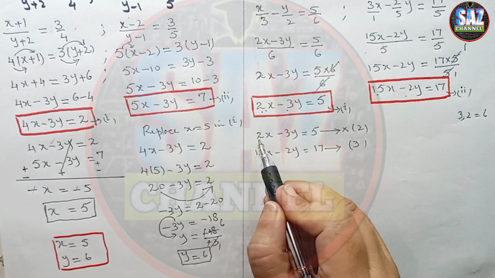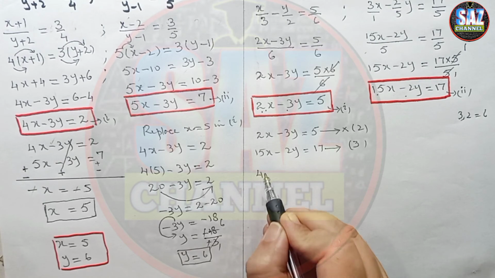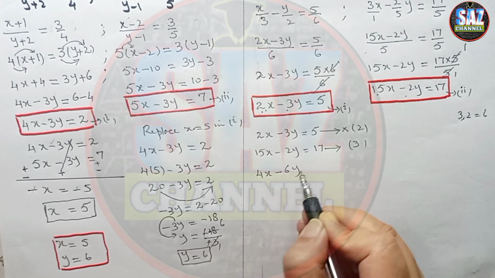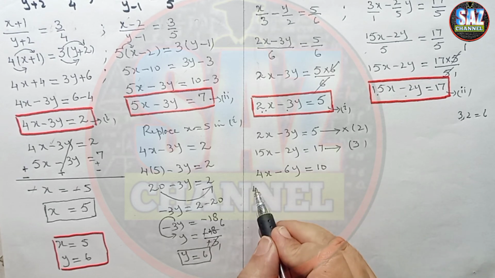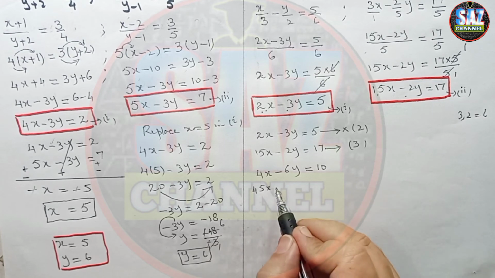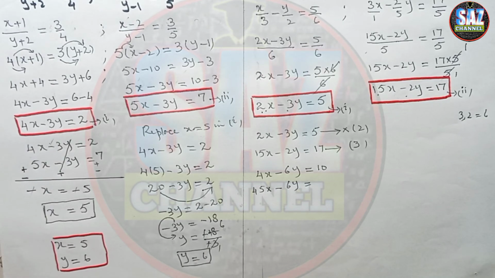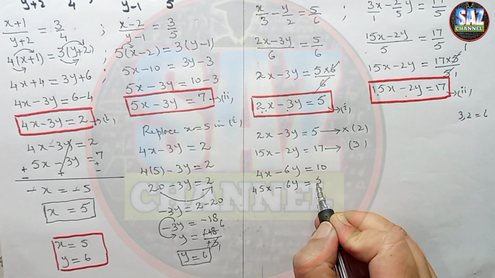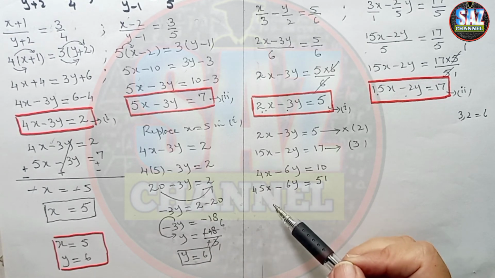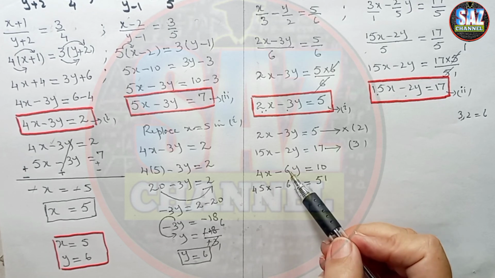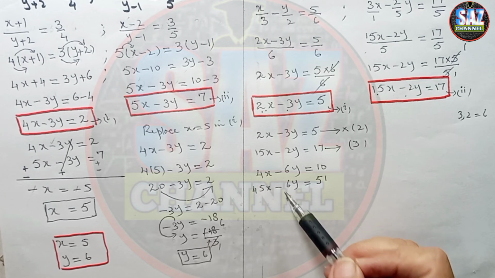So we have to multiply carefully both sides of the equation by 2. It will take the form 4x minus 6y equals 10, and then 15 threes is 45x minus 6y, 17 threes are 51, 17 multiplied by 3, 51. Now again we have to observe the coefficients and signs of the balanced equations. Here we can see the coefficient of y is minus 6. In the second equation, the coefficient of y as well is minus 6.